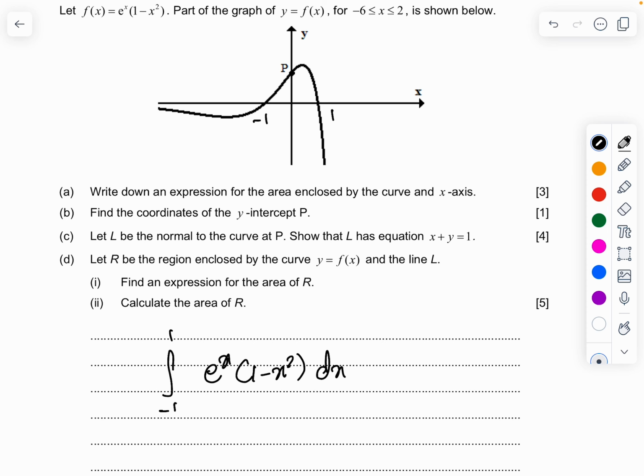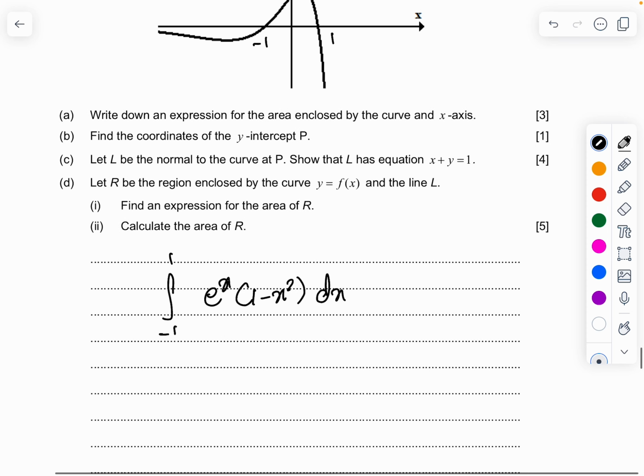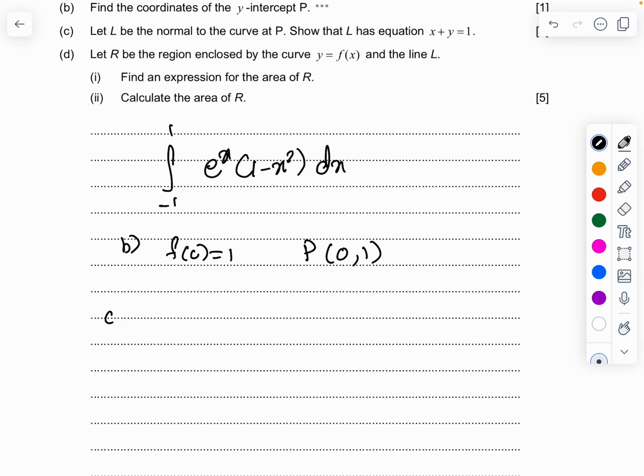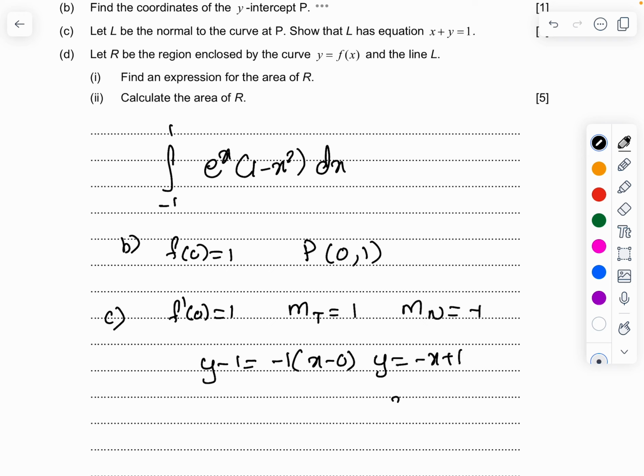Find the y coordinates of the y-intercept. So f of 0 should be equals to 1. So P equals to 0 comma 1. Let L be the normal. Show that the equation of the normal is x plus y equals to 1. So f prime 0 is 1. So gradient of the tangent is 1. So gradient of the normal will be minus 1. So equation will be y minus y1 equals to m times x minus x1. So y equals to negative x plus 1. So x plus y equals to 1.